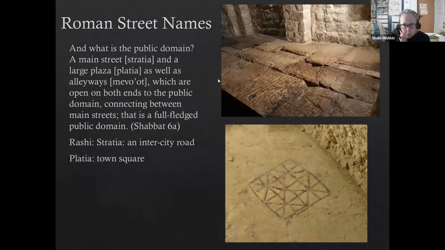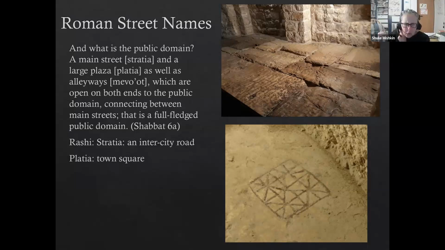Do we have strotos? Yes, we do. This is a picture on the top here of what's called the Lithostrotos in the Old City in Jerusalem. It's actually in the basement of a convent on the Via Dolorosa in the Muslim Quarter. This is a street, a major street that's built by Hadrian at the time of the Bar Kokhba revolt.